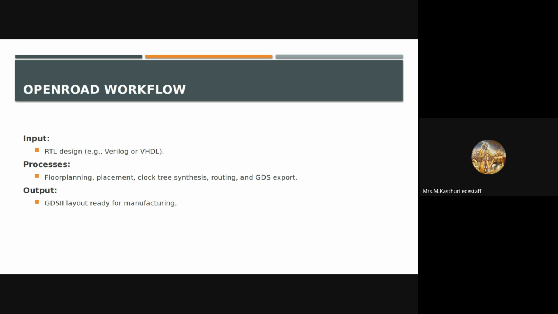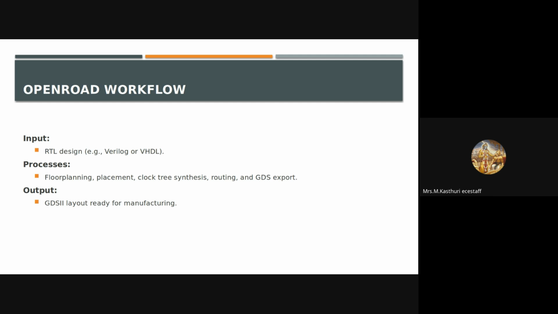process. OpenROAD automates the various stages of the physical design flow, including floor planning, where it organizes the layout to ensure optimal area utilization. In placement, determining the position of the cells on the chip. In clock tree synthesis, creating an optimal clock network to ensure balanced timing. In routing, making the interconnections between the placed components. Lastly, generating the final GDS layout file, which is ready for manufacturing.